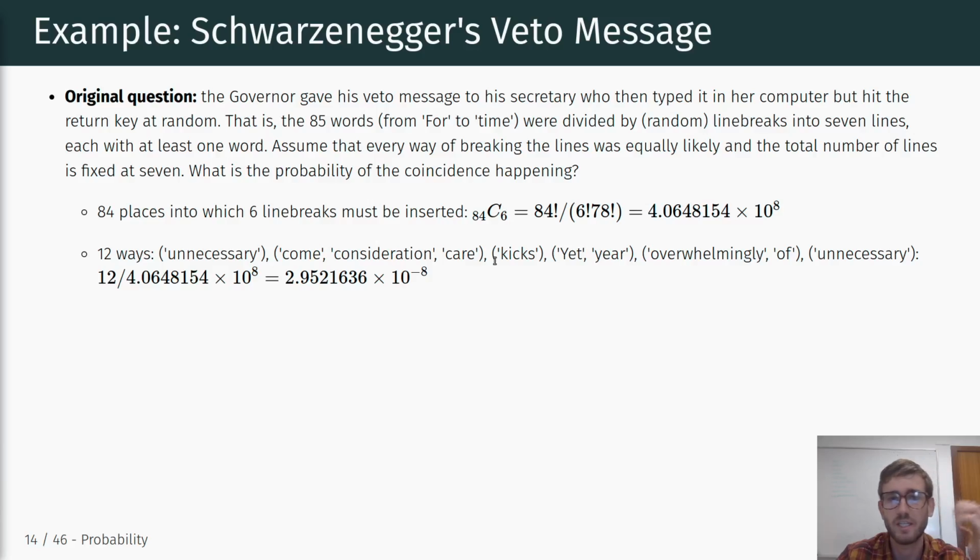Okay, so if we look at all those different combinations, those are 12 different ways of arranging this message to have this additional message, right? So what is the probability of this happening by pure chance based on this model of the underlying process? That's 12 divided by 4 times 10 to the power of 8, so that's 2.9 or 3 times 10 to the power of minus 8, right? So that's an incredibly small probability. In essence, assuming this data generating process, it's extremely unlikely to have a line break arrangement of the sort that we have here by pure chance.